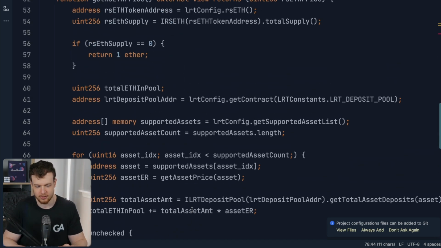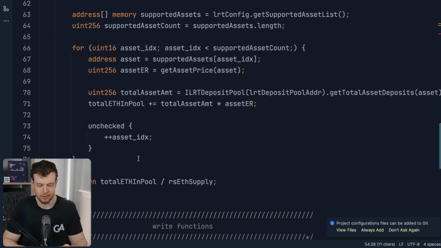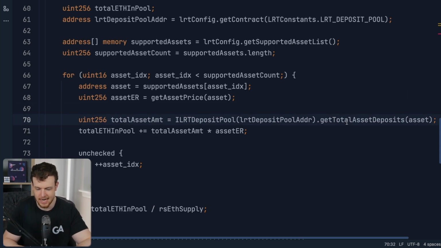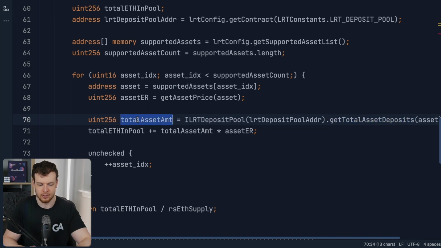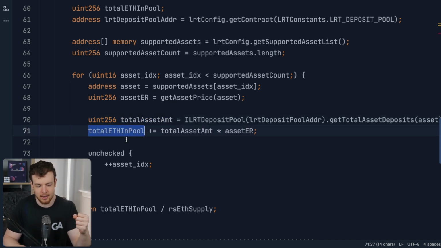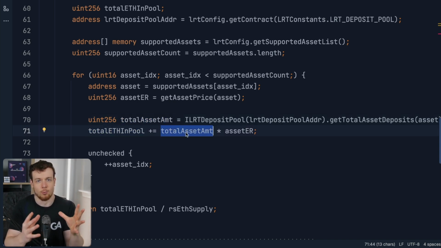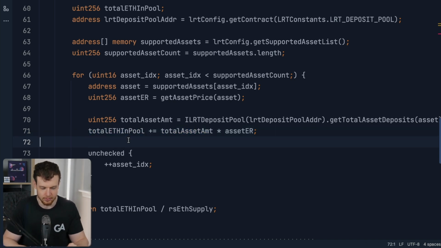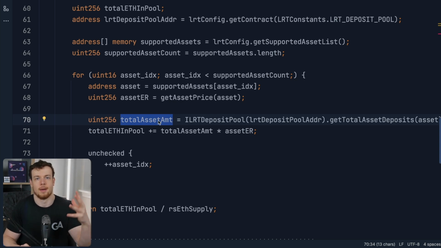So the RS ETH supply is already determined up here. We're interested in how do you compute the total ETH in the pool? And so to answer that question, we want to have a look at the asset amount. So what we're doing here is we're getting the asset amount. So if the asset is, say, staked ether, we're getting, okay, how much staked ether does this contract hold? And then we're saying, okay, what is the worth of that staked ether in terms of regular ether, and adding that to the total ETH in the pool. So it comes down to this question: how much staked ether is in the pool?